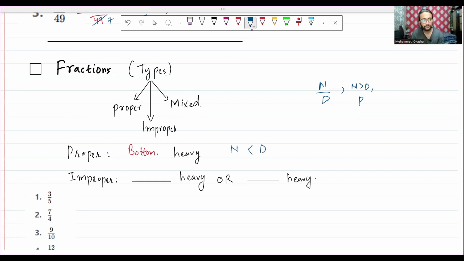Bottom heavy. And improper fractions are either top heavy or equally heavy. Which means, let's say if I write 8 divided by 8, is it a proper fraction or an improper fraction? It'll be an improper fraction because the top and the bottom are equally heavy. They're both the same.